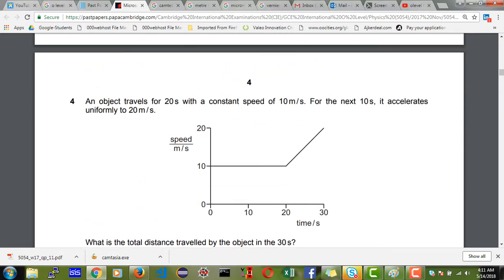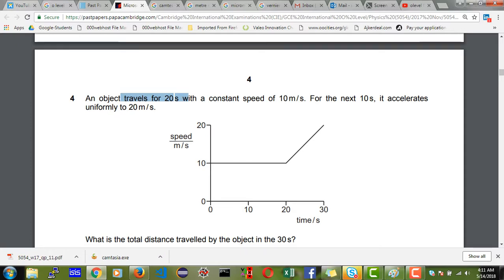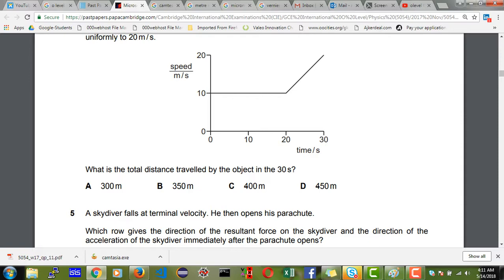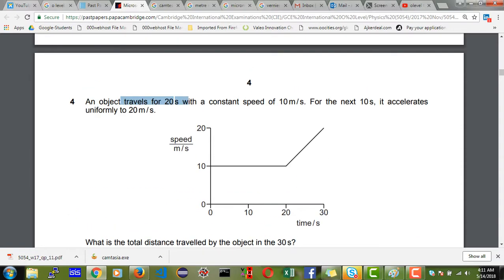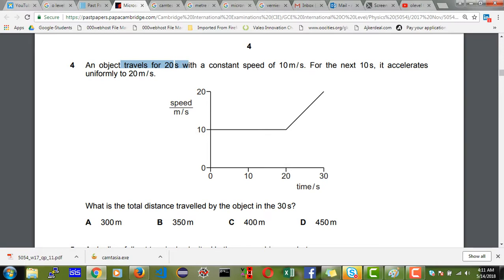Now we move on to question number 4. The question asks us, an object travels for 20 seconds at a constant speed of 10 millimeter per second. For the next 10 seconds, it accelerates uniformly to 20 millimeter per second. So it is going from 10 millimeter per second to 20 millimeter per second. What is the total distance traveled by the object in the 30 seconds? We have been asked to calculate the total distance traveled.